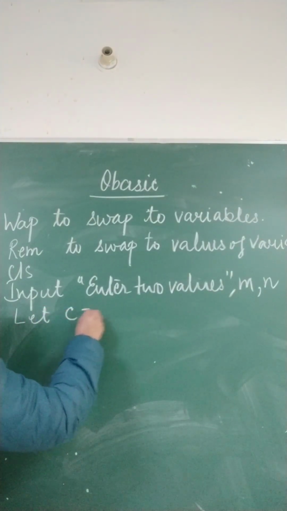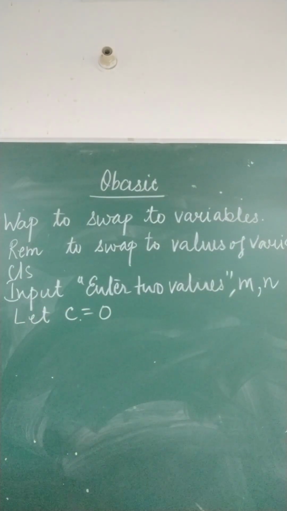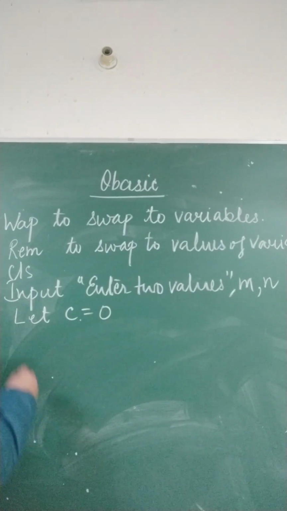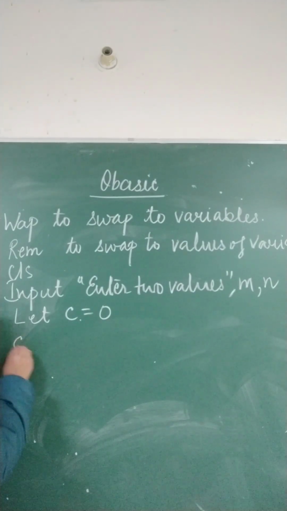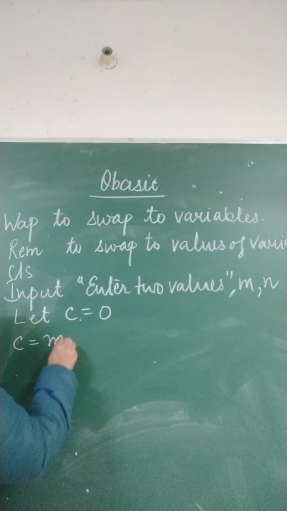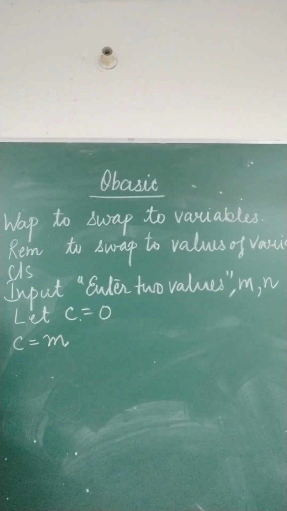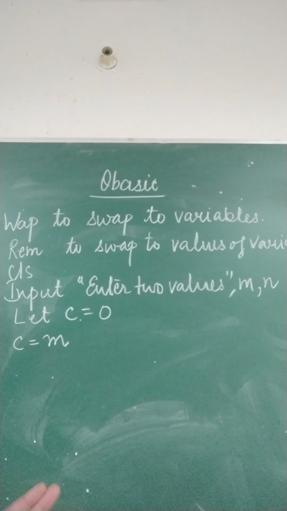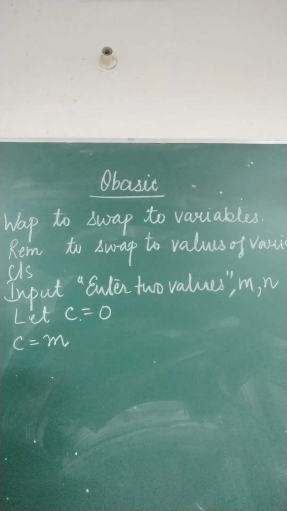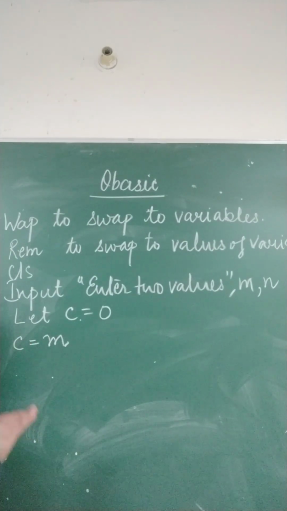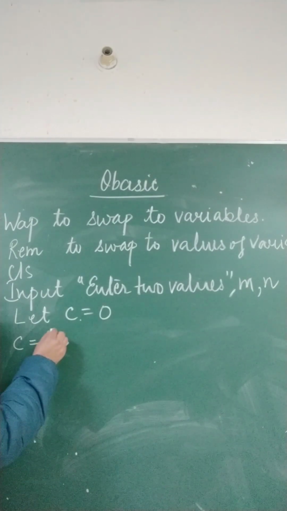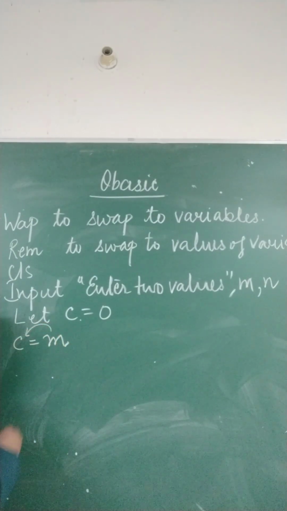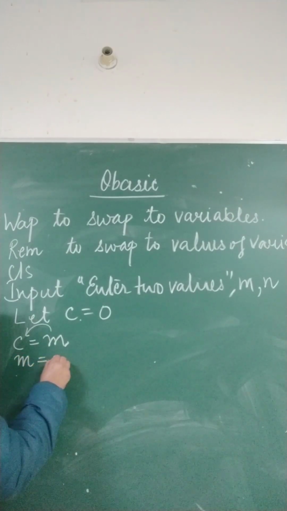Next statement, let c equal to 0. It is an empty variable which we are using as an element through which we are going to swap the values. So now the statement would be, since c is empty, we can store the value of m to c. Now we are having value of m at two places, in m itself and in c itself. Now we can overwrite m because we have copied the value to c.